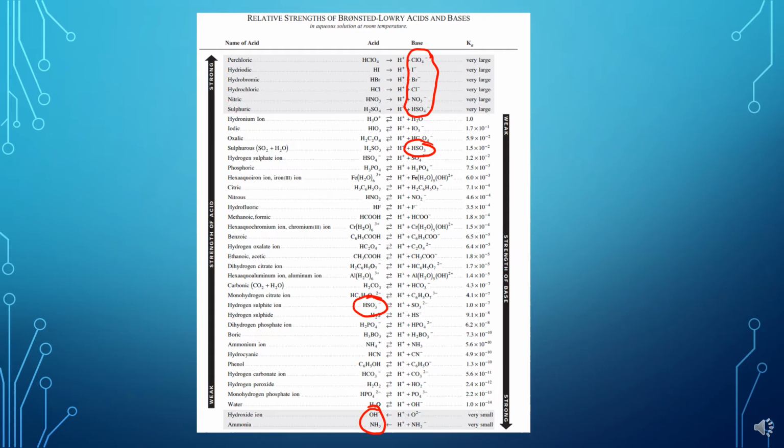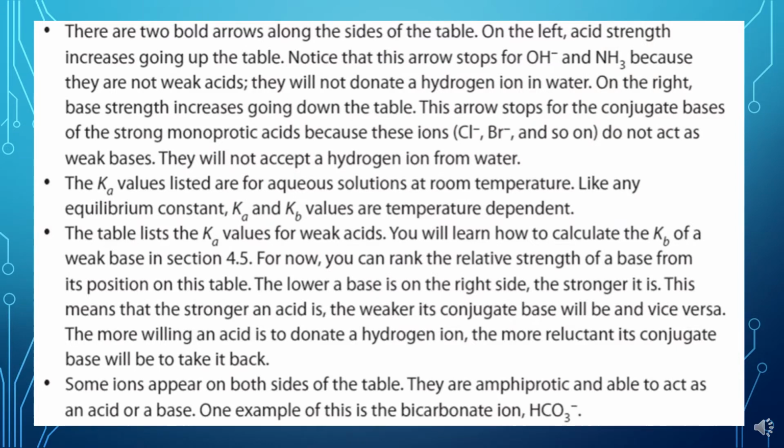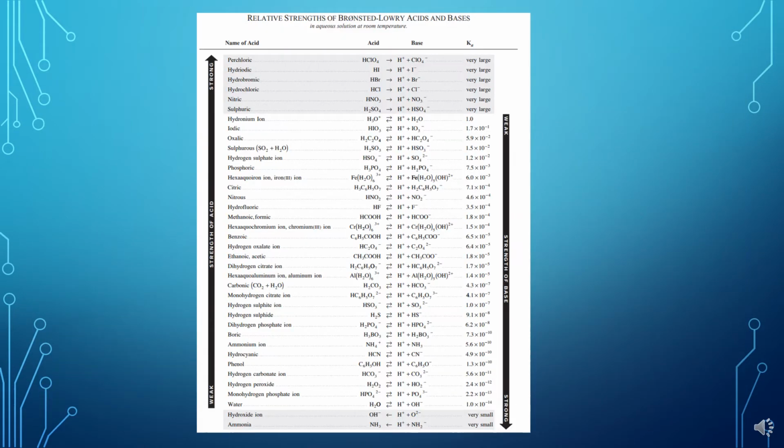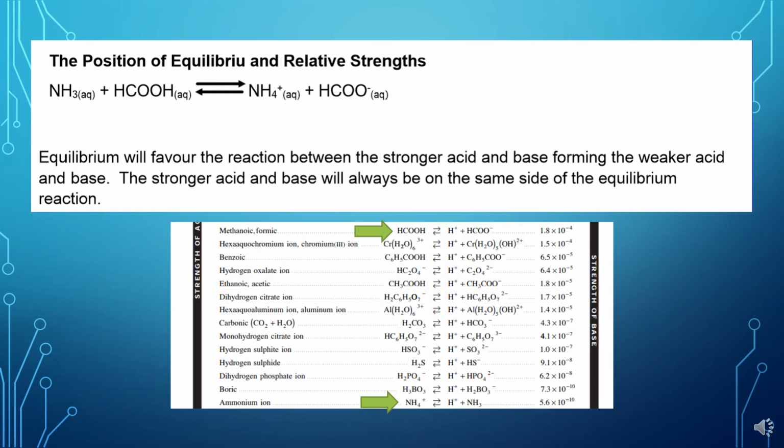So hydrogen sulfide ion is one example. Bicarbonate ion, HCO3 minus, is another one. You can find it on both sides as well. So you can kind of do a little scavenger hunt and see which ones are amphiprotic. What this means is that for that particular equation, the products are favored.